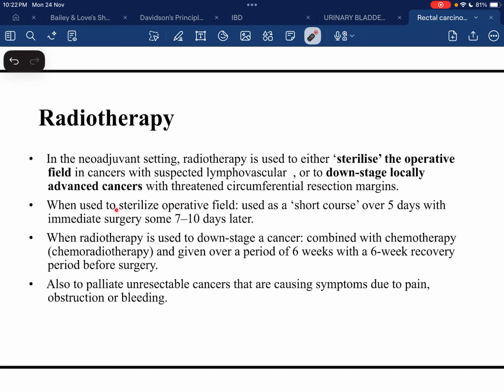When used to sterilize the operative field, it is given as a short course over 5 days with immediate surgery some 7 to 10 days later. When radiotherapy is used to downstage cancer, it is combined with chemotherapy, as chemoradiotherapy, and given over a period of 6 weeks with a 6-week recovery period before surgery. Also to palliate unresectable cancer causing symptoms due to pain, obstruction or bleeding.